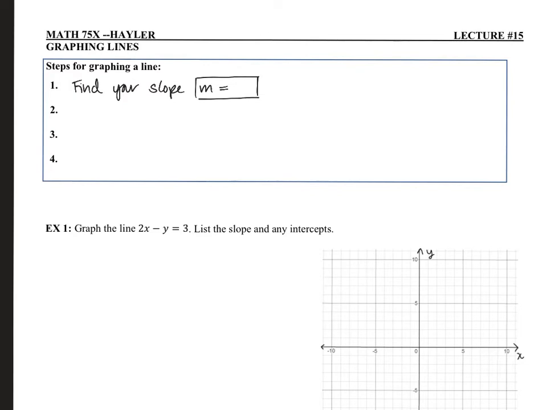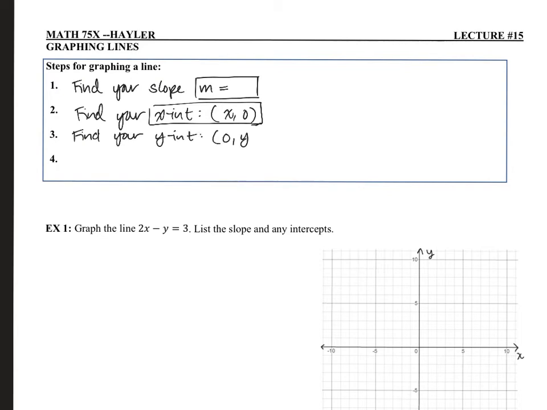And box your answer. Second, you're going to find your x-intercept, and box your answer. Why boxing answers? Just so that your work is neat and clear. Third, find your y-intercept. Okay, as usual, boxing your answer to show your work neatly and clearly to the person who is reading it.